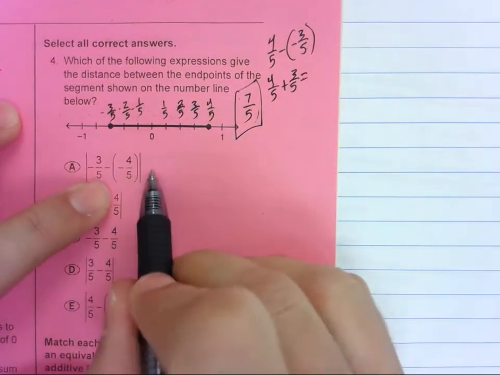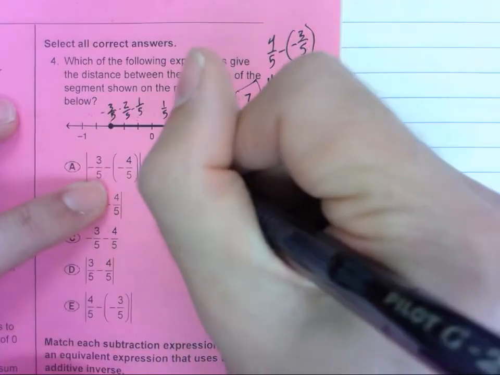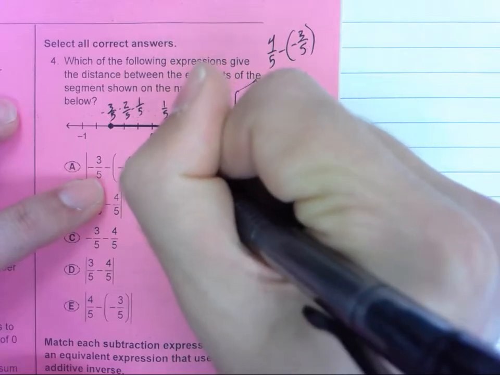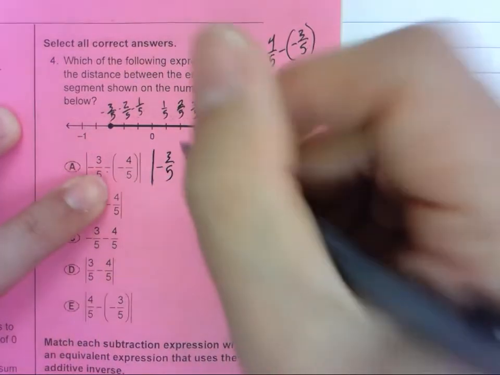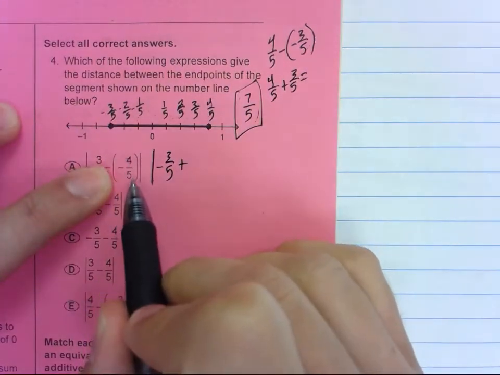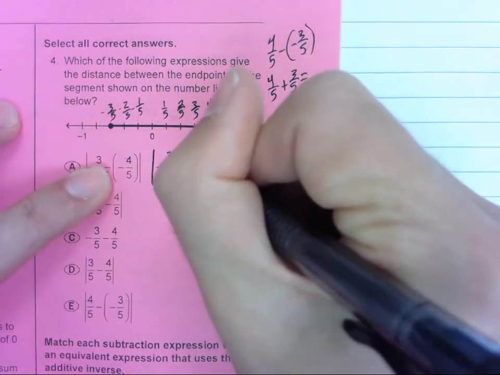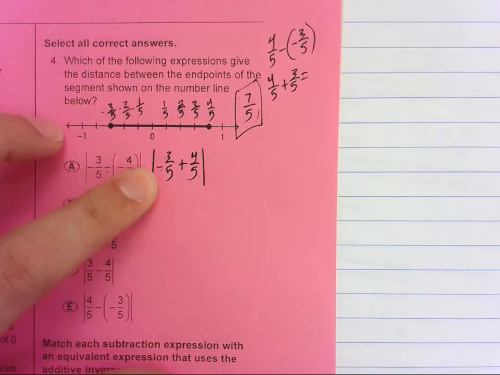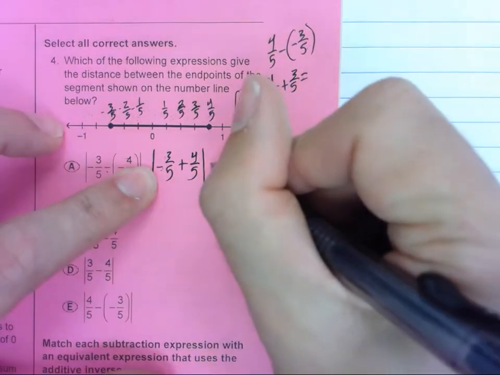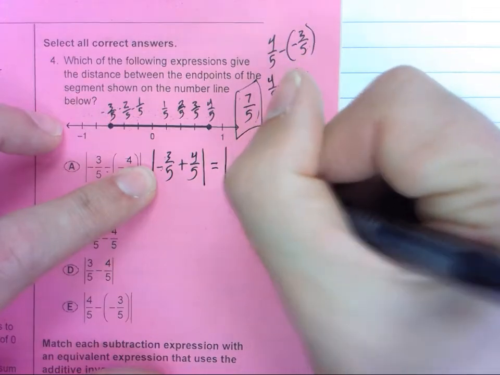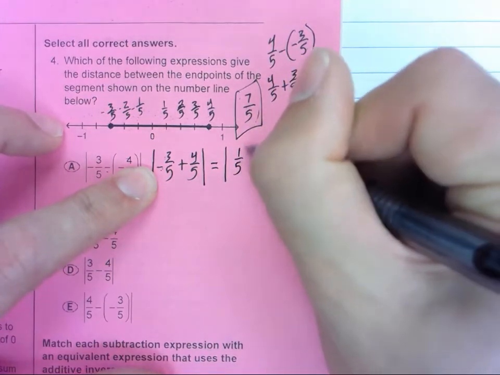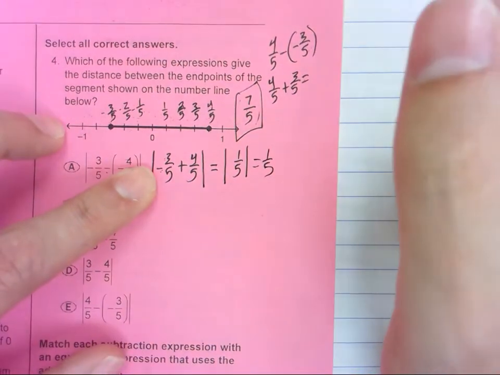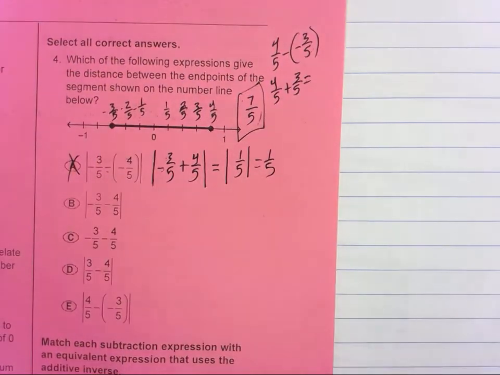So let's rewrite this. We're going to take the absolute value of -3/5. We're not going to subtract. We're going to add the opposite of -4/5, which is 4/5, and we're going to take this absolute value. So the negative can be attached to the numerator, so this becomes -3 plus 4. -3 plus 4 is 1/5, so we have the absolute value of 1/5, which is 1/5, which means A does not work. Moving on to B.